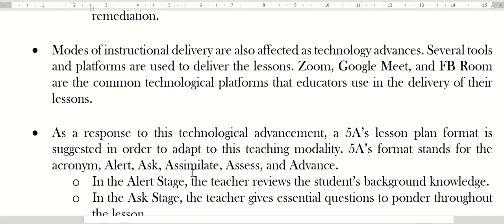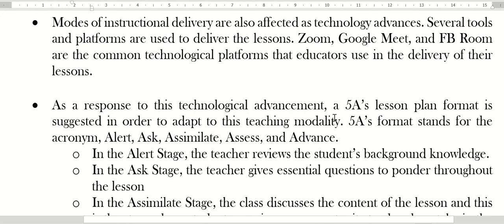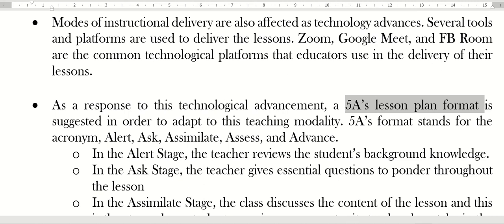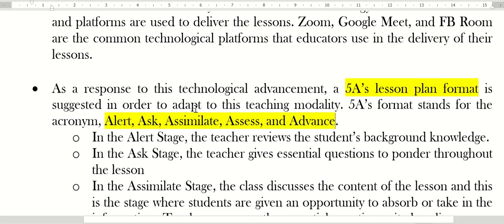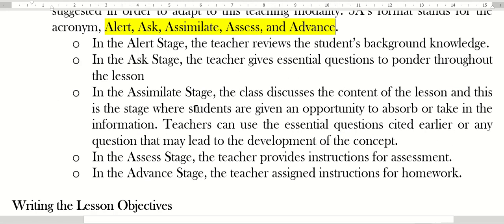Now, as a response to this technological advancement, a 5A's lesson plan format is suggested in order to adapt to this learning modality or teaching modality. A 5A's format stands for alert, ask, assimilate, assess, and advance. So like the instruction there, in alert, the teacher reviews the students' background knowledge, like the elicit stage.